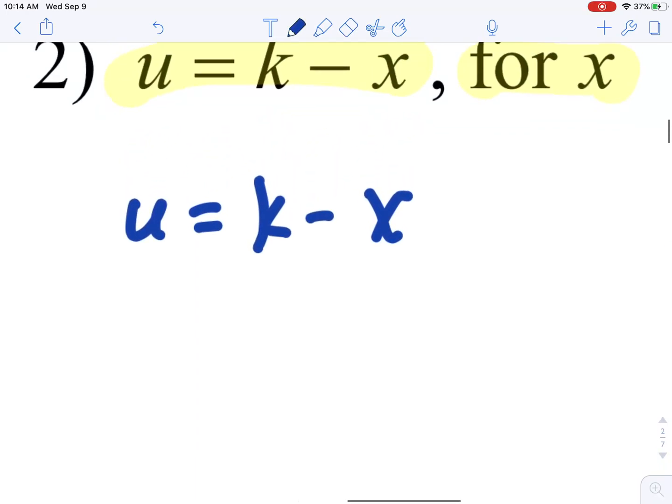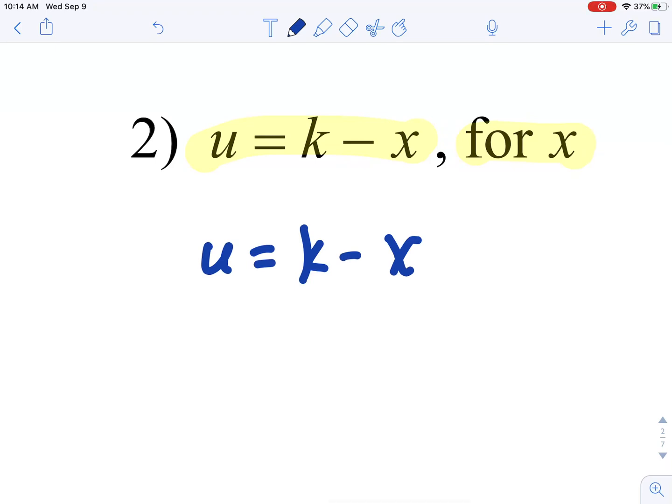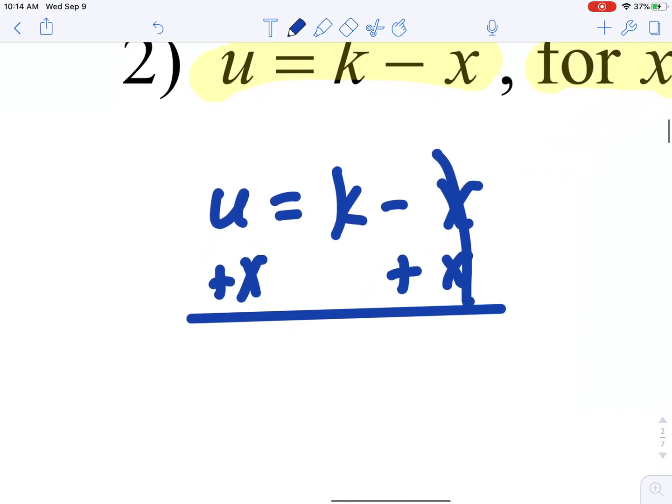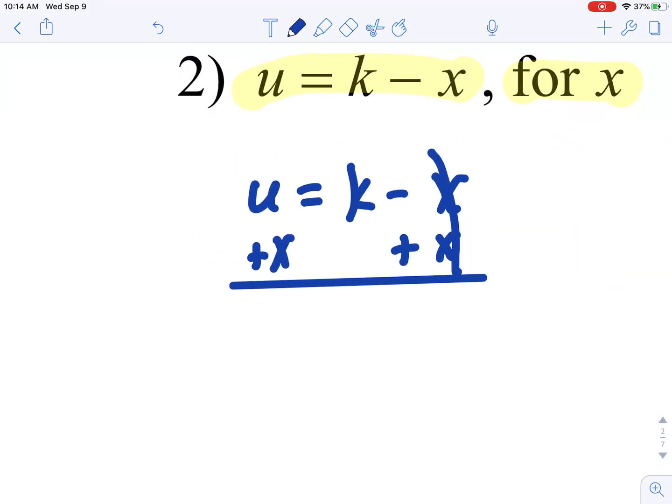So one way to do this problem would be to add x to both sides of the equal sign to cancel out the negative x. I've said it before, I don't really like negatives, so if you add x, it makes it go away. Over here on the right, you have u plus x. Well, what's u plus x? It's not something you can simplify. They're two different variables. They're not like terms. So all you can write down is u plus x equals k.